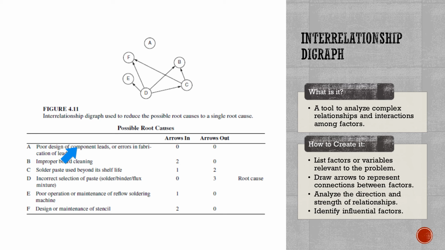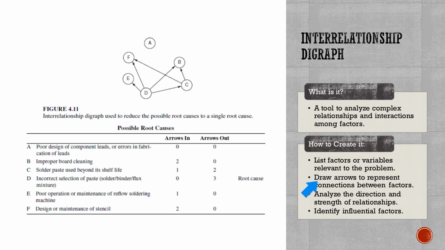So after you have managed to list all the possible causes to that problem, such as the bad soldering joint, you will symbolize each potential cause with a letter, such as A represents the poor design component leads, B represents improper bolt cleaning.